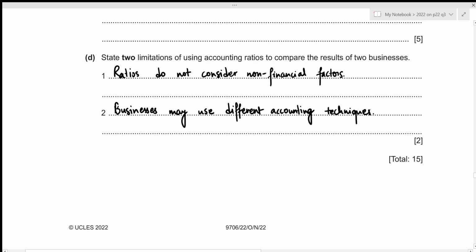Alright, this concludes the fourth part as well as this question number 3 of 2022 October-November paper 2-2.